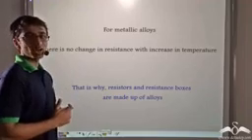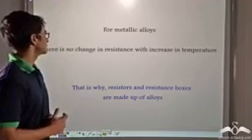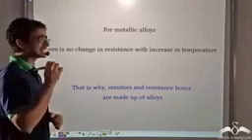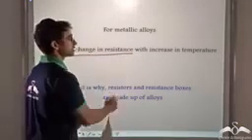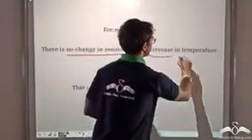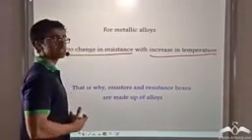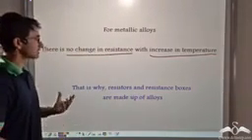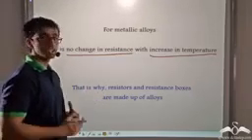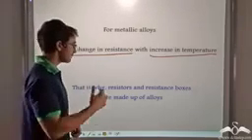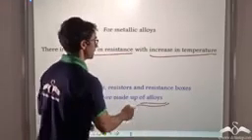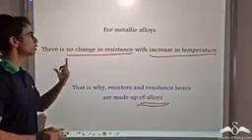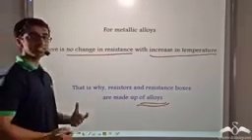Now for metallic alloys, it has been found out that there is no change or very little change in resistance when the temperature is increased. And this property of metallic alloys is employed, and this is why resistors and resistance boxes use conductors that are made up of alloys, because they have little or no change in resistance with increase in temperature.